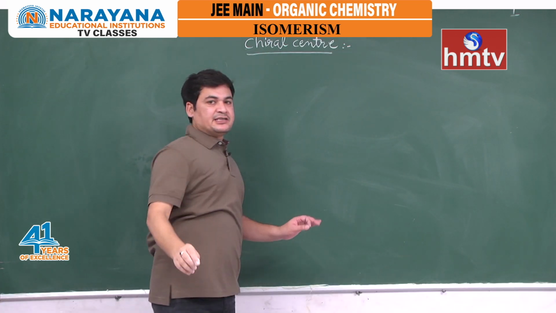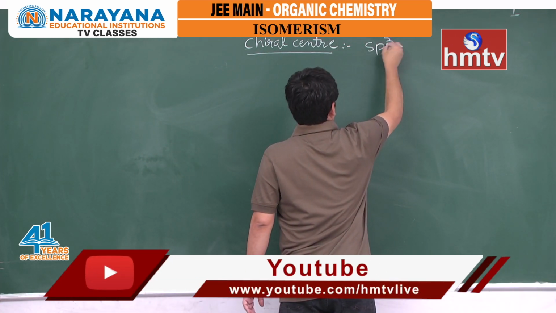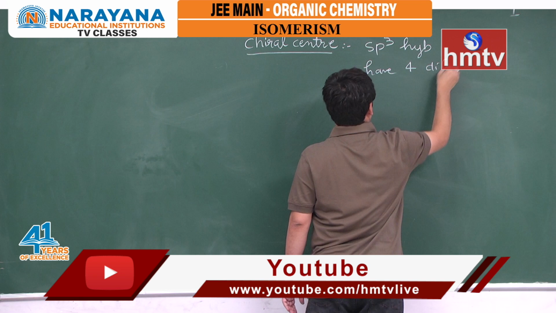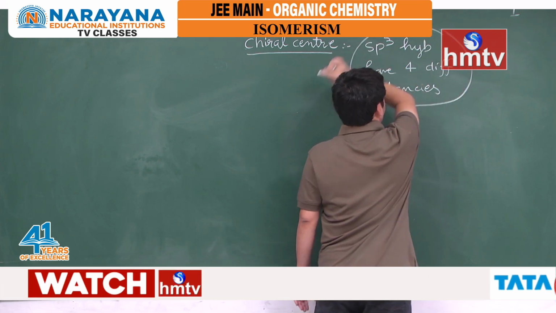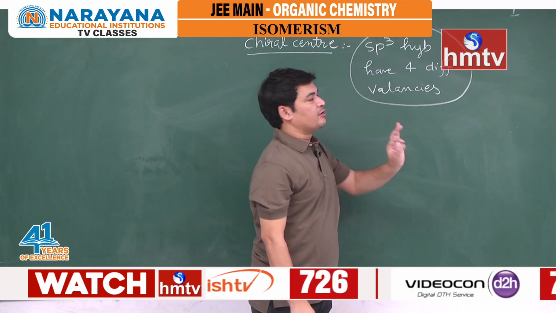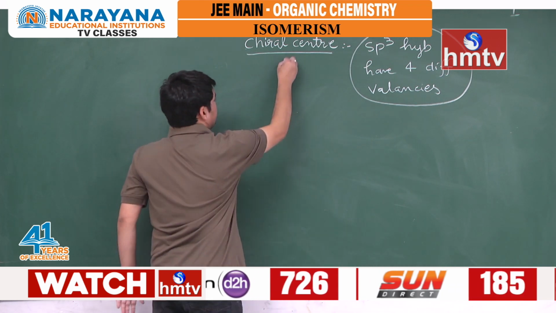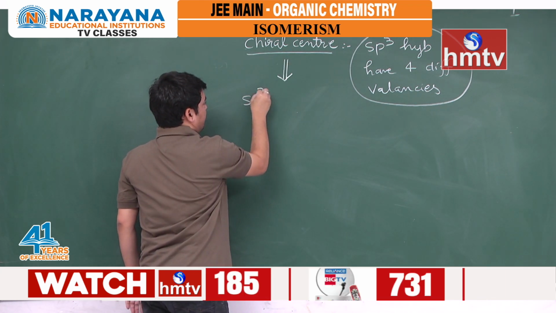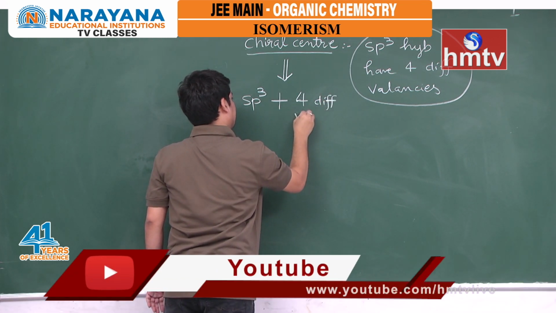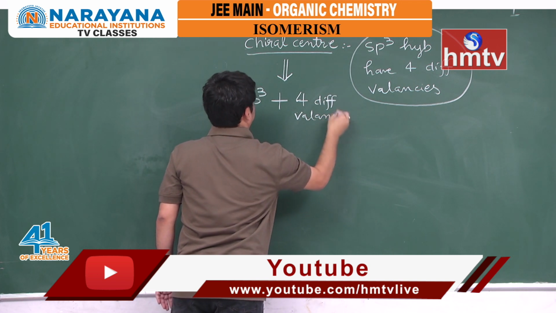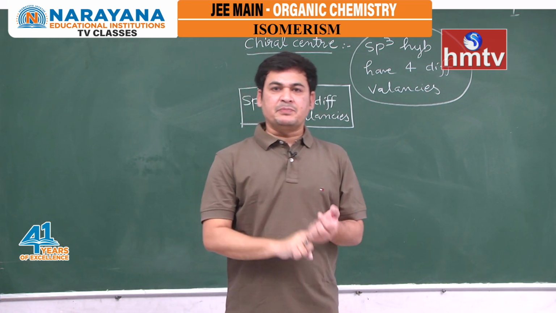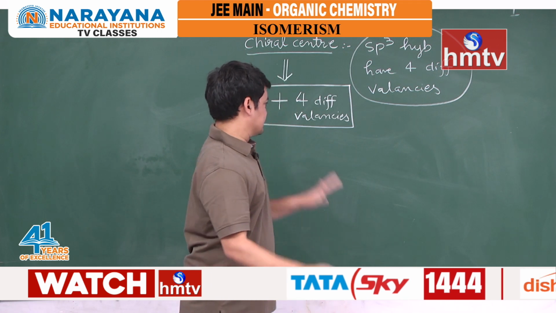Chiral center definition is fixed. Any atom which is sp3 hybridized and has 4 different valencies is a chiral center. The short definition: any center which is sp3 hybridized and has 4 different valencies. You need to remember only two things: it should be sp3 hybridized and it should have 4 different valencies. That is a chiral center. Any atom can behave as a chiral center if it is sp3 hybridized and has 4 different valencies, right?